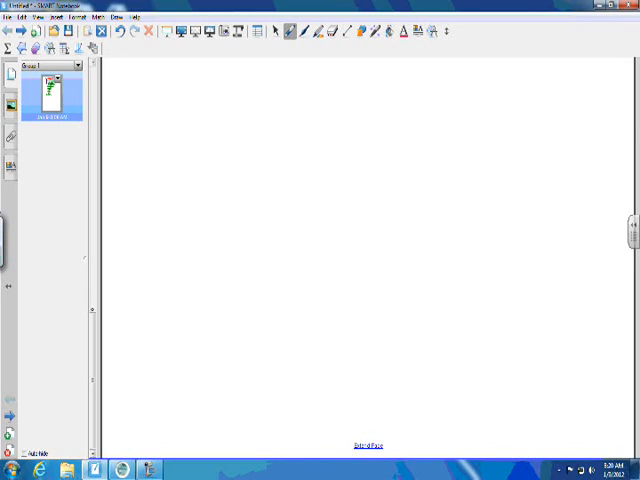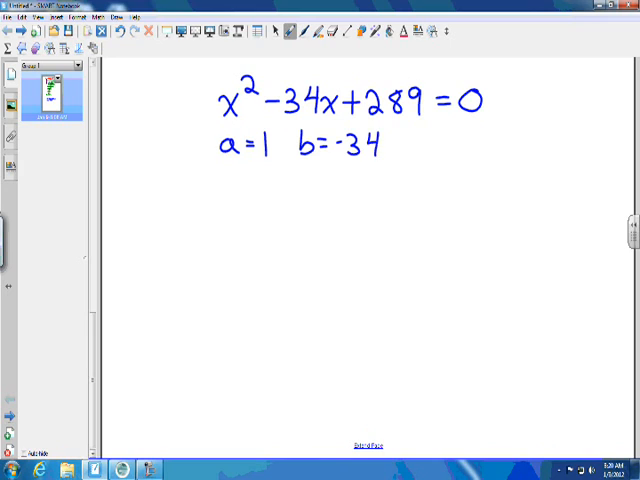X squared minus 34x plus 289 equals 0. So A is 1. What's B? B is negative 34. And C is positive 289. You don't have to write those 3 letters down there. Some of you will be able to just start plugging in. That's fine.